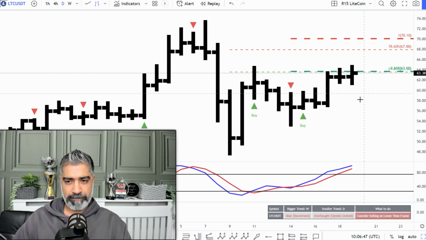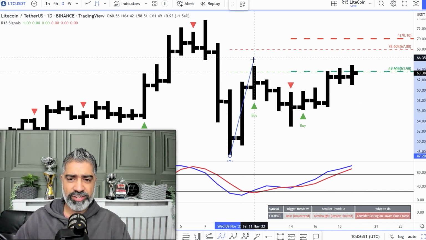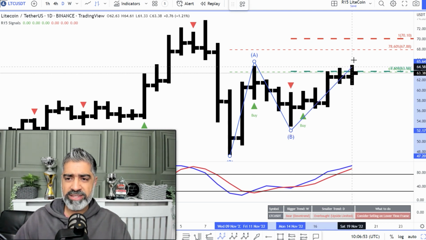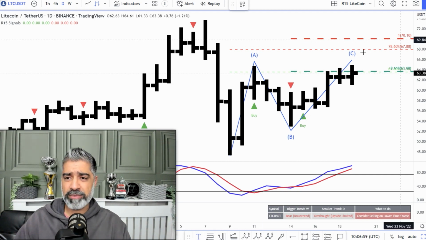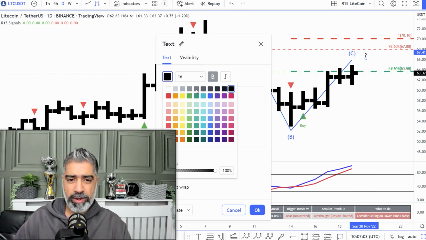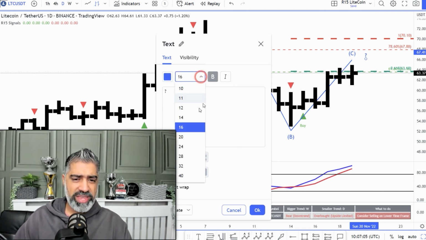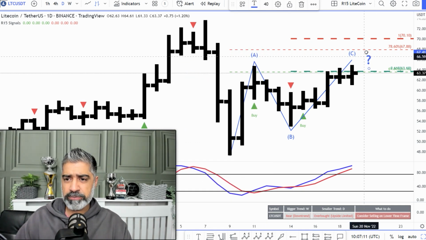So with Litecoin, what I'm going to just draw on here is an ABC correction. So it looks like an A, B, C correction. I like to put a question mark because it hasn't been confirmed yet. And by the way, if you're not used to Elliott Wave and Fibonacci, it's one of the most powerful things when you're reading the markets. Let me make it a little bigger so we can see it like this, right?